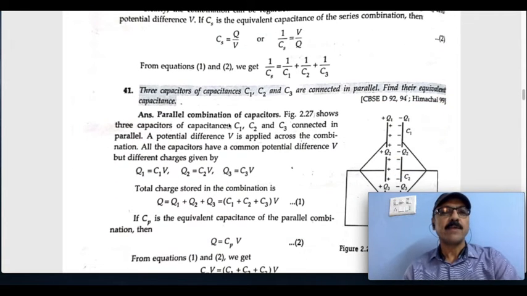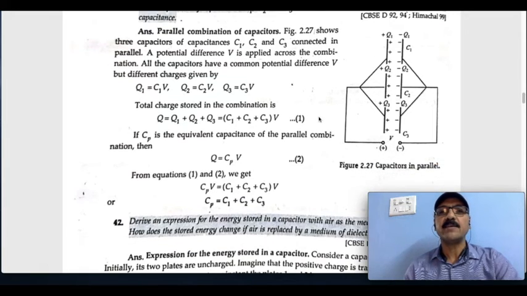Next is the parallel combination of capacitors. In the parallel combination, these three capacitors are connected so that the first plate of all capacitors is connected to a single common point, and the second plate is connected to another common point. Different capacitors have different charges: the first capacitor has charge Q1, the second Q2, and the third Q3, but the potential is the same. So in the parallel combination the potential is the same but the charges are different, while in series the charge is the same and the potentials are different.